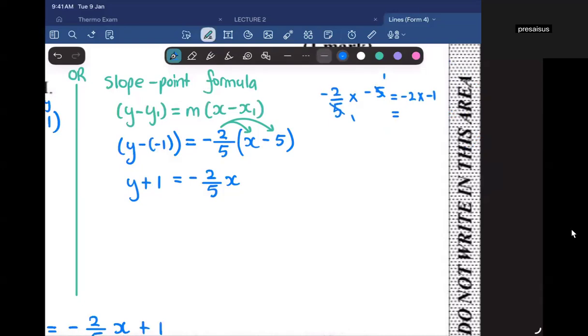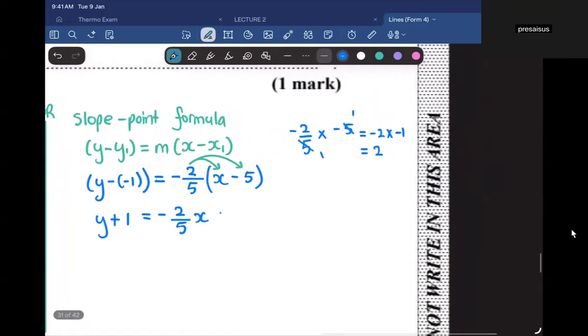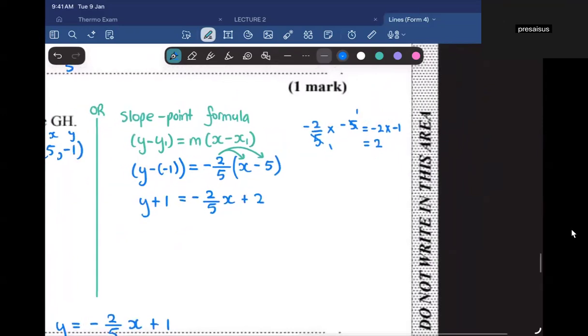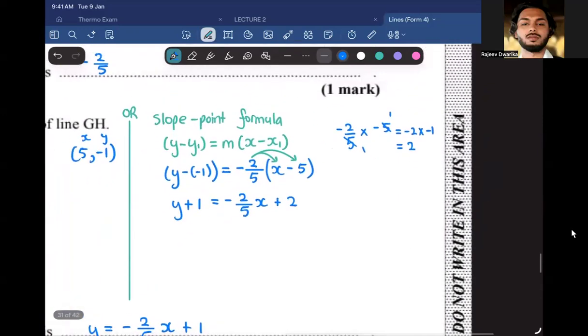Plus 1. No, 2. Because negative by negative is a plus, so plus, and then 2 by 1 is 2, not 1. So that's going to be +2. Are you with me so far?